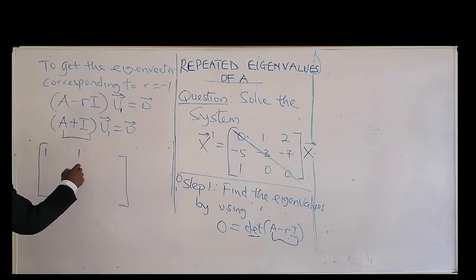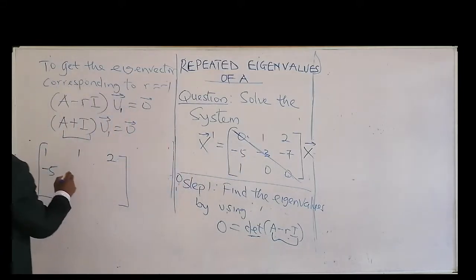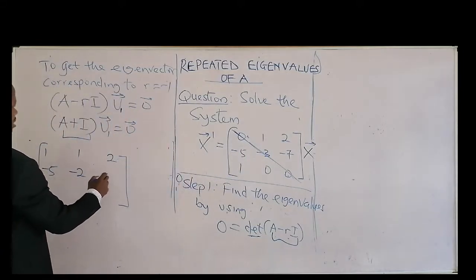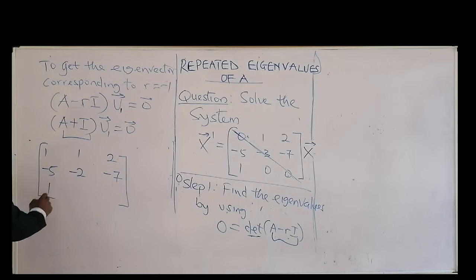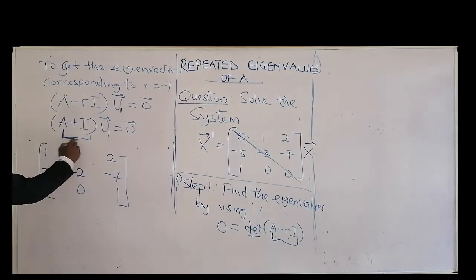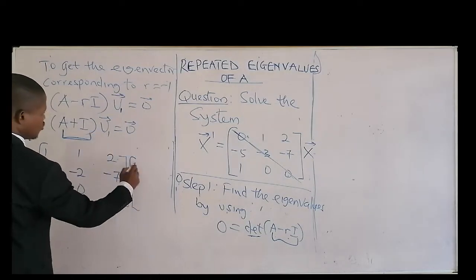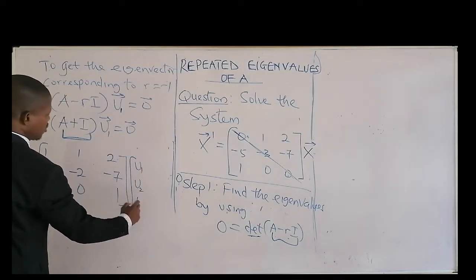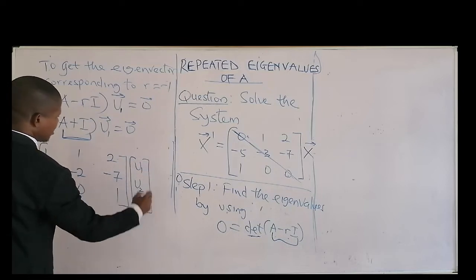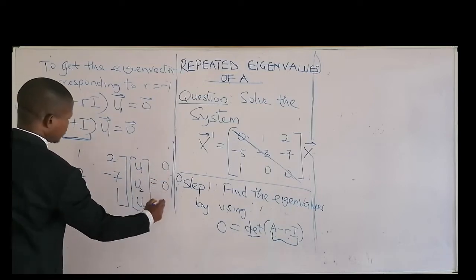Okay, so we now have the first one plus 1, we have 1. The second one does not change, 2, minus 5. Minus 3 plus 1, that's minus 2. And then minus 7, 1, 0, 1. So that's the meaning of this expression. And the components of this one will be u1, u2, u3, equal to 0, 0, 0.